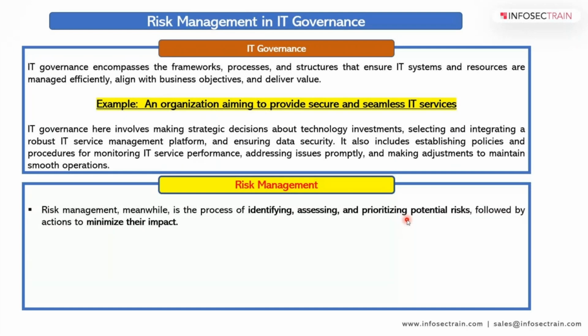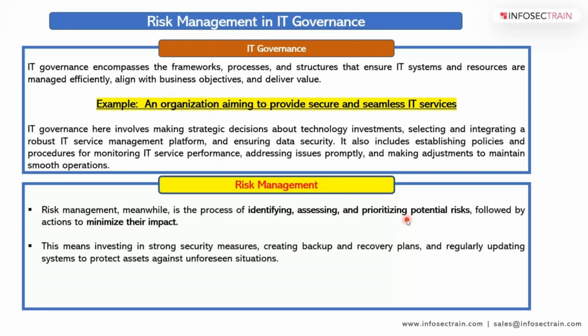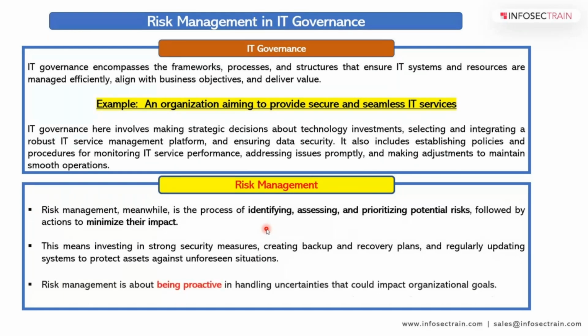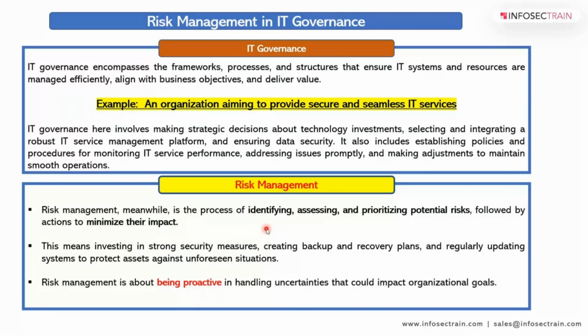So what does it mean? It means investing in strong security measures, creating backup and recovery plans, and regularly updating systems to protect assets against unforeseen situations. That is about risk management. So risk management is about not being reactive, it is being proactive. It is about being proactive in handling uncertainties that could impact organizational goals.